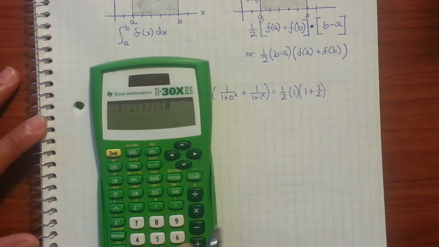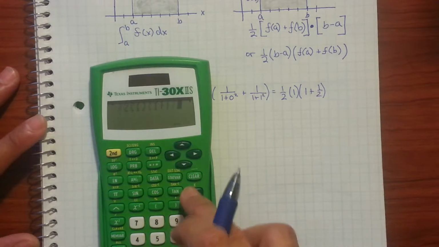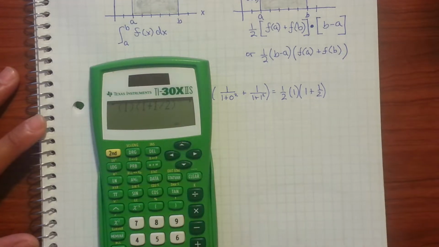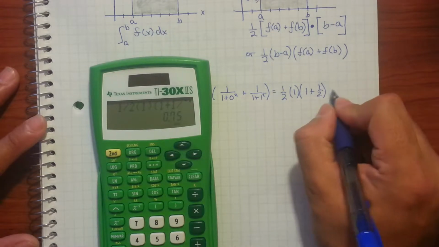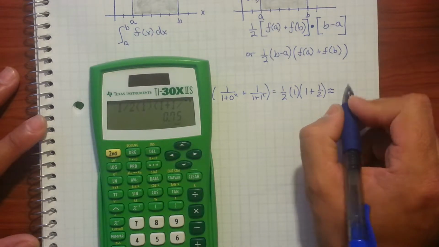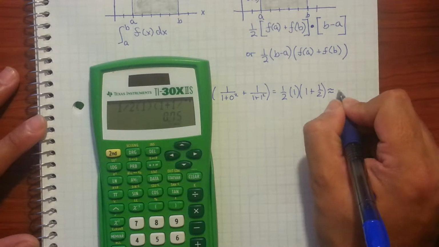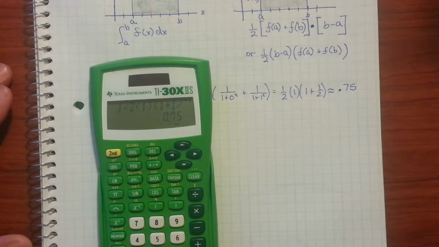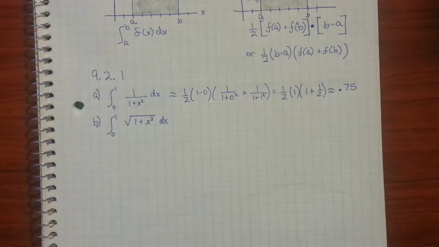Right here is going to be 1 plus 1 divided by 2, 1/2. Right there. So 1 plus 1/2. Hit enter, and my answer is going to be approximately, because whenever I do trapezium rule, it's always an approximation. It's going to be 0.75 as my answer. Alright, let's take a look at this second example now.